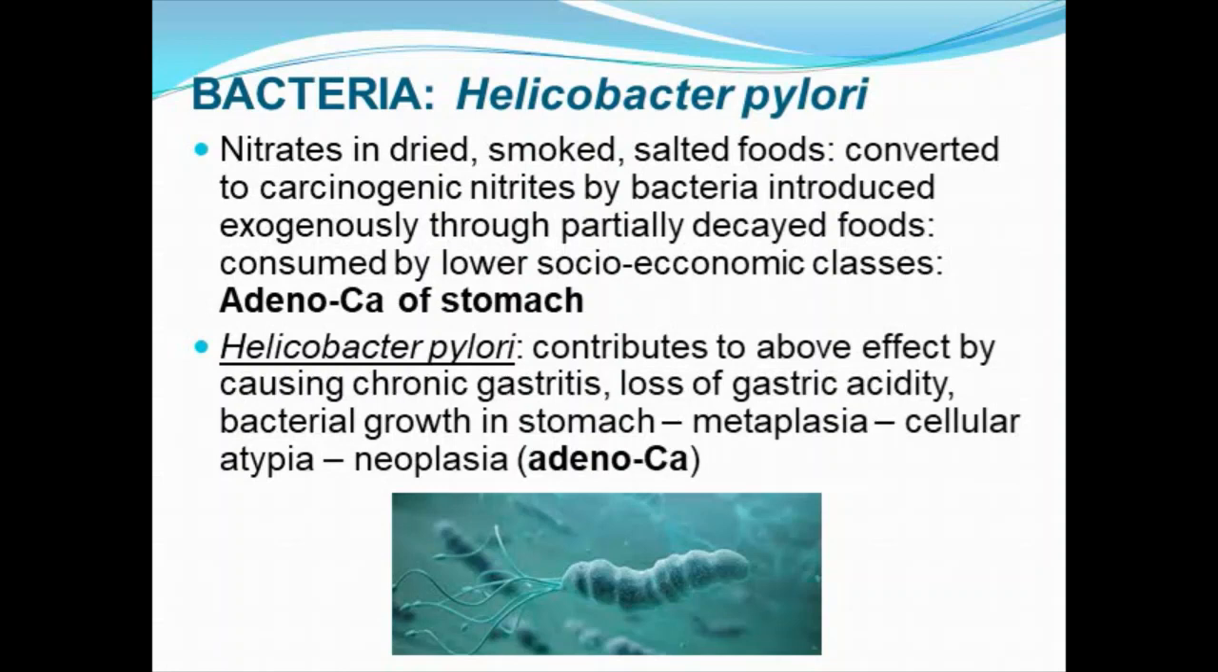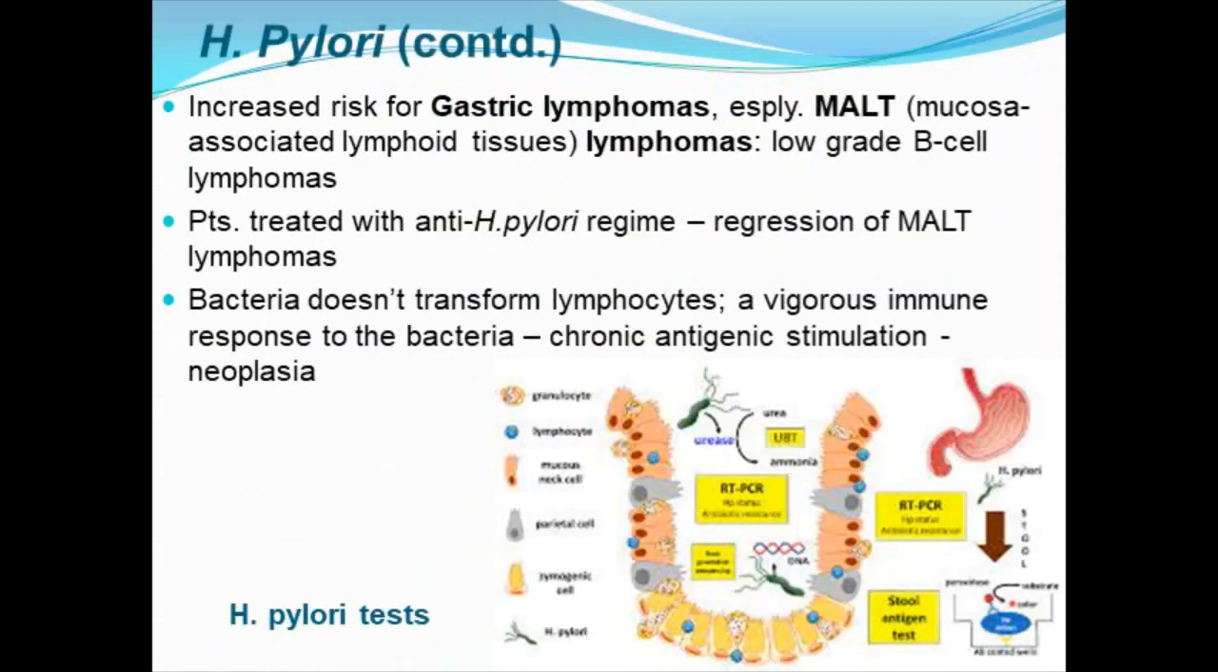Helicobacter pylori contributes to the above effect by causing chronic gastritis, loss of gastric acidity, and bacterial growth in the stomach, followed by metaplasia, cellular atypia, and then neoplasia, that is adenocarcinoma. So Helicobacter pylori has been found to be an etiologic agent of adenocarcinoma.